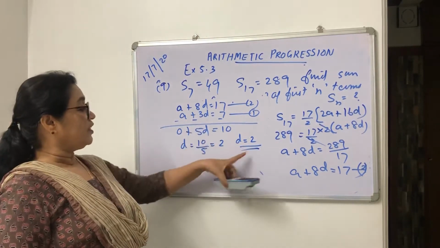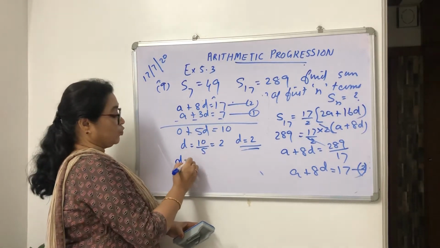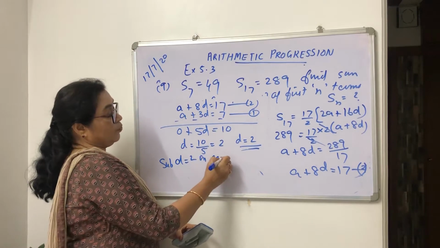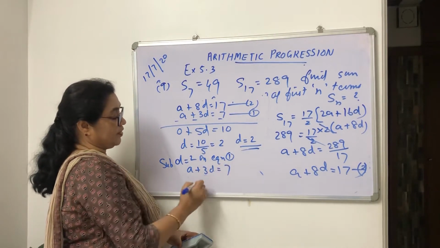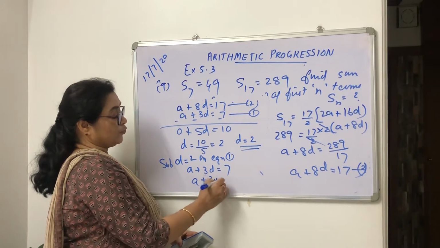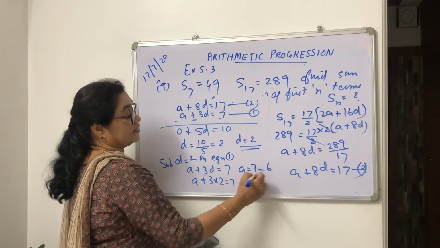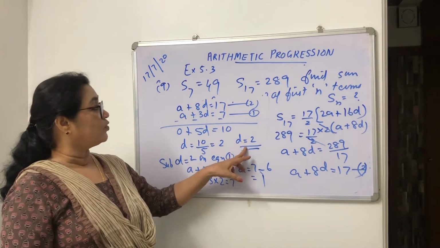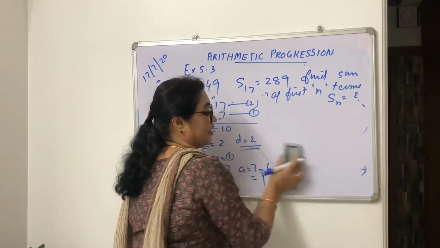Substitute d is equal to 2 in any of these equations. Substitute in equation 1, that is a plus 3d is equal to 7, a plus 3 into 2 equal to 7, a is equal to 7 minus 6, which is 1. So a is equal to 1, d is equal to 2. Now you need to find out Sn.